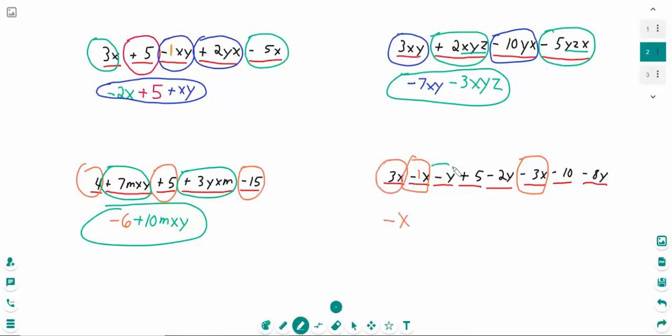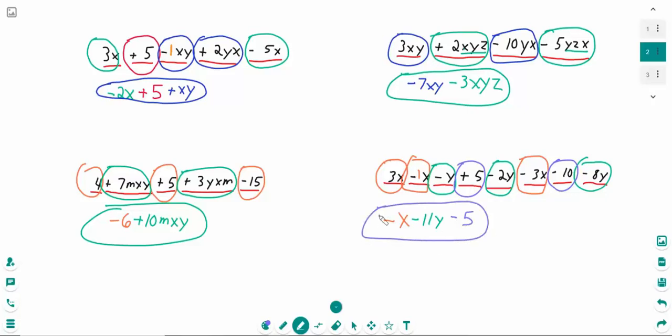So we've got a negative y. Anything else? Positive 5? Nope. Negative 2y? Yes. Negative 8y? Yes. So adding those together, we have negative 1 and a negative 2 is a negative 3. Negative 3 and negative 8 is negative 11. So we have a negative 11y. And then we've got our final set of terms here. We have our plus 5, which is a like term with negative 10. So plus 5 and a negative 10 is a negative 5. And that would be our solution.